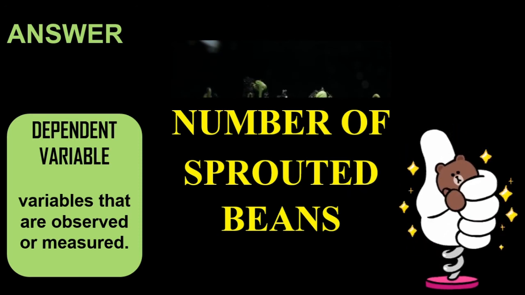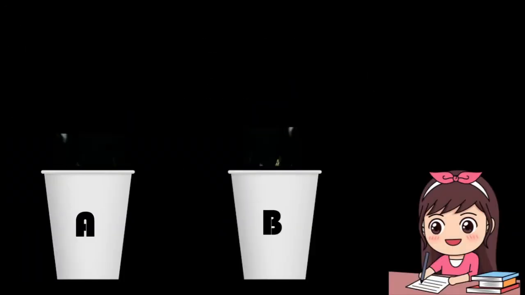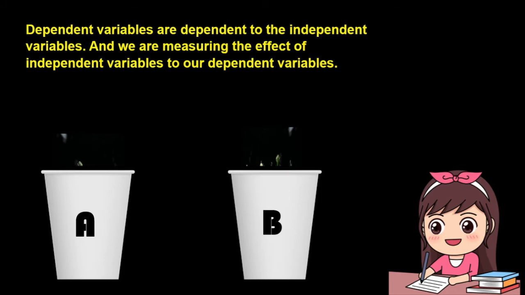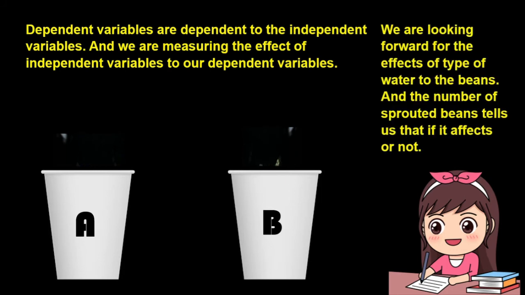Actually no. It should be number of sprouted beans, because dependent variables depend on the independent variables. And we are measuring the effect of independent variables on our dependent variables. In this case, we are looking for the effects of type of water on the beans. And the number of sprouted beans tells us whether it affects or not.